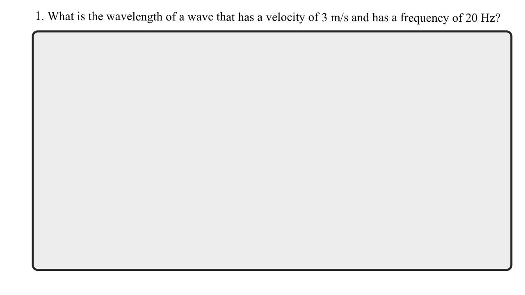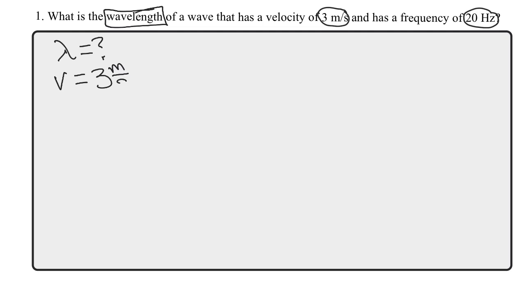All right, so we are looking for the wavelength. The question is: what is the wavelength of a wave that has a velocity of 3 meters per second and a frequency of 20 hertz? So we need to translate this into variables. When you look at your table of friends, you see that wavelength has the variable lambda. So we say lambda equals question mark. The velocity, another word for speed. So when you see speed of 3 meters per second, the variable is v. So we write v equals 3 meters per second.